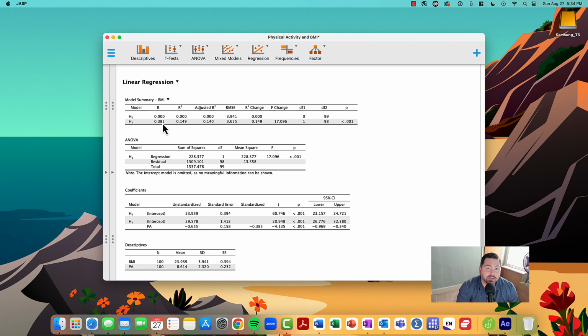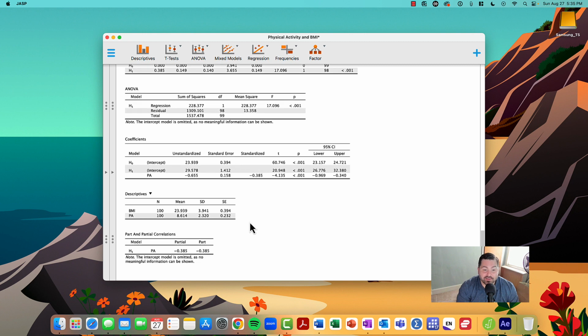And so how much of body mass index is explained by physical activity counts? Well, you take the R value and multiply it by itself. So if you took 0.385 times 0.385, you would get 0.149. So about 14.9% of a person's body mass index can be accounted for by the amount of physical activity that they step in thousands of steps per day. But similarly, the amount of steps per day can be directly attributable to the person's BMI, and 14.9% of that is attributable to that. So it works both ways.